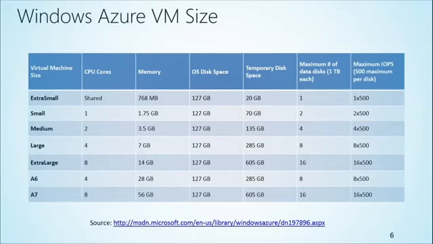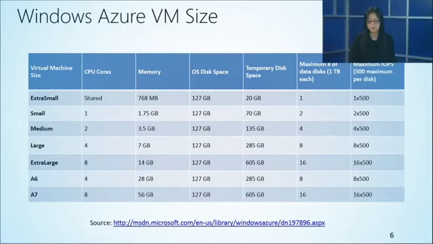So basically, it goes from extra small, where the CPU is shared, like half a core, all the way up to A7, where we have 8 cores and 56 gig of memory. As you see, it also has a dimension of how many disks you would have access to. That also is appropriate depending on the VM size that you have. For instance, the A7 has up to 16 disks that you can attach to, and a single disk can be up to 1 terabyte in size.